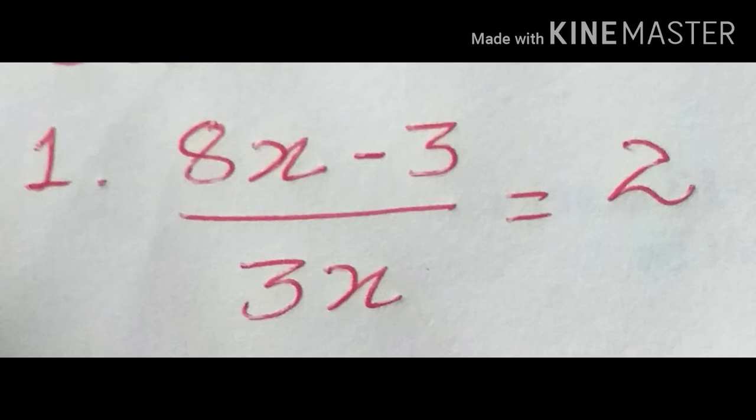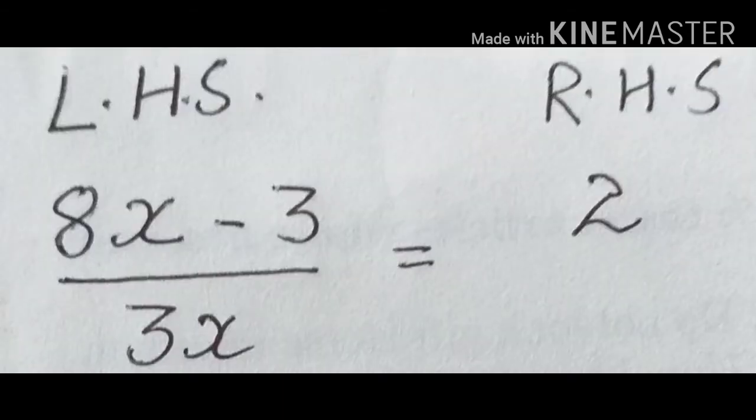Here we'll have the equation. Equation means we have two sides. First we have the left hand side, LHS, that is the left hand side, we have (8x minus 3) divided by 3x, equals to, we have the right hand side, that is RHS, we have 2.